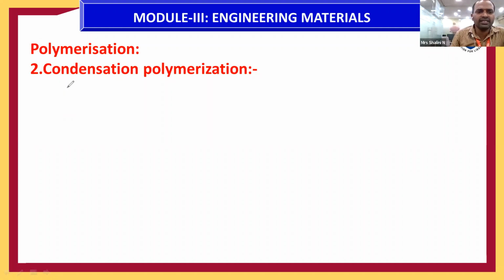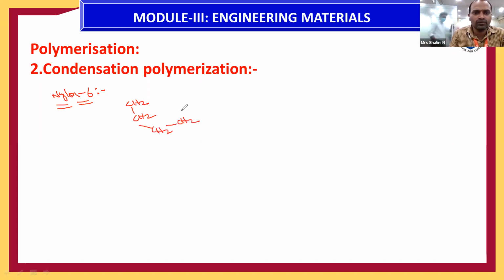Now, the best example for condensation polymerization is nylon 6. Listen, students, the preparations are very, very important in the examination. You must write the example. The monomer of nylon 6 is caprolactam, CH2 five times, NH, C double bond O.